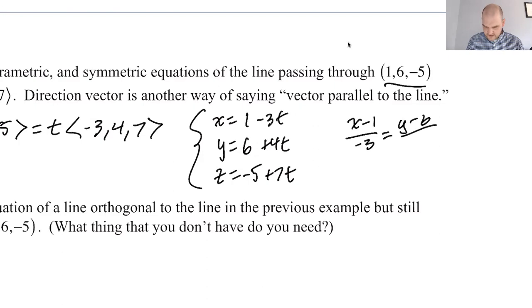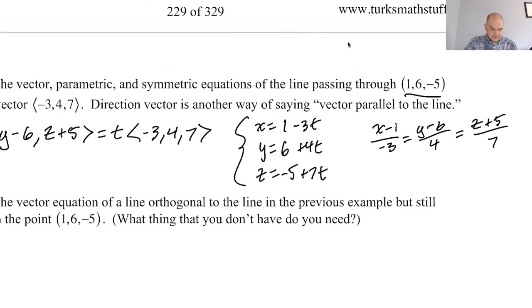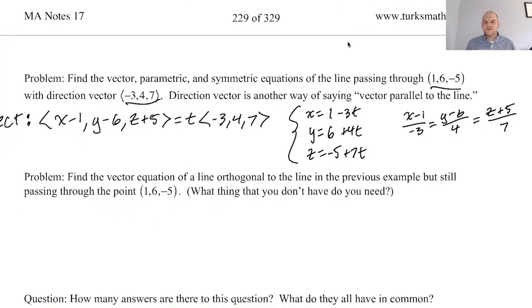Y minus 6 over 4. And then that 6 really looks like a b. Like if I saw that, I would think that's probably a b. Z plus 5 over 7. So what I mean by see the vector is look at those denominators and compare them to our vector, and you can see the vector. So if you start messing around with those negative signs, you're not going to be able to see the vector, and you kind of lose the geometry of the situation, and you got to think about it a lot more. So don't oversimplify.